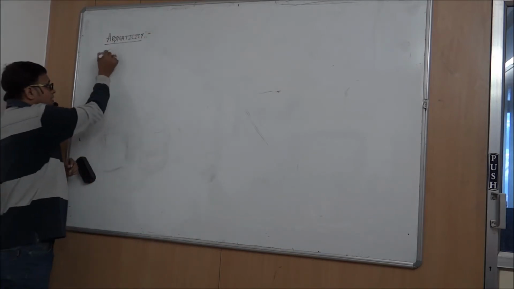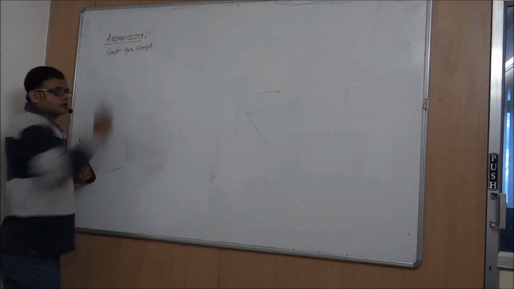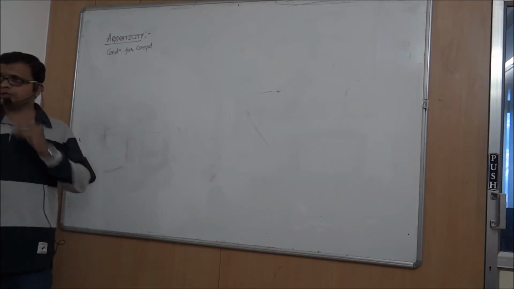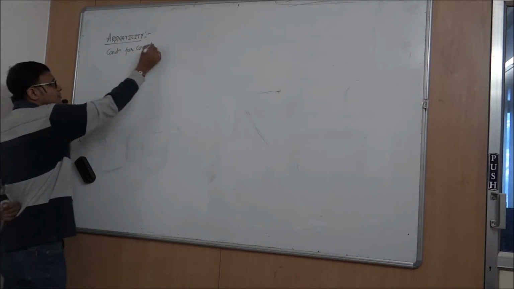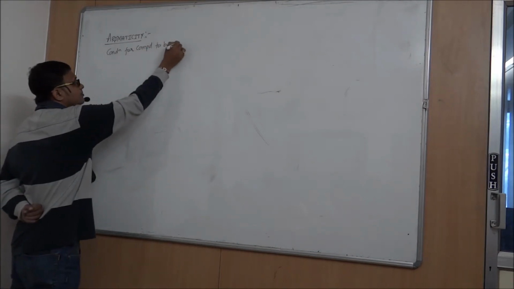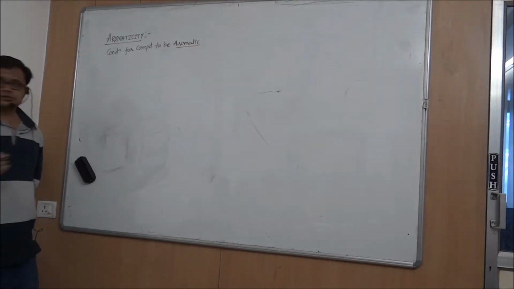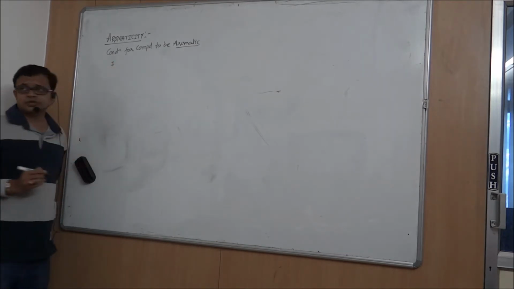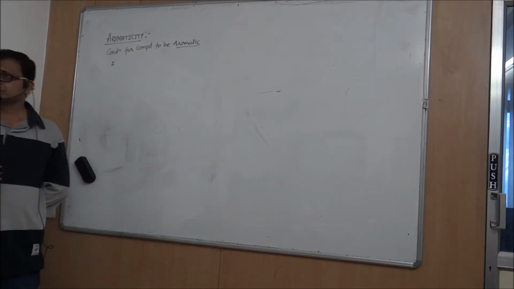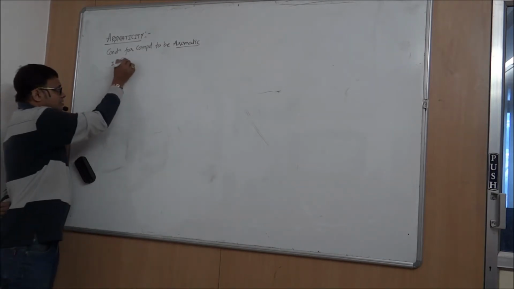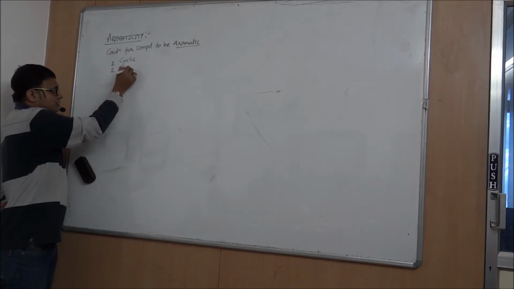So, what are the conditions for a compound to be aromatic? I think you know this. The compound should be, number 1, cyclic. Number 2, it should be planar.